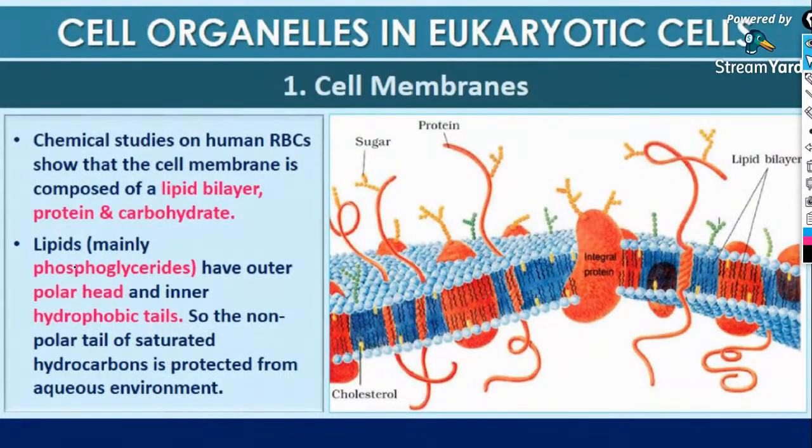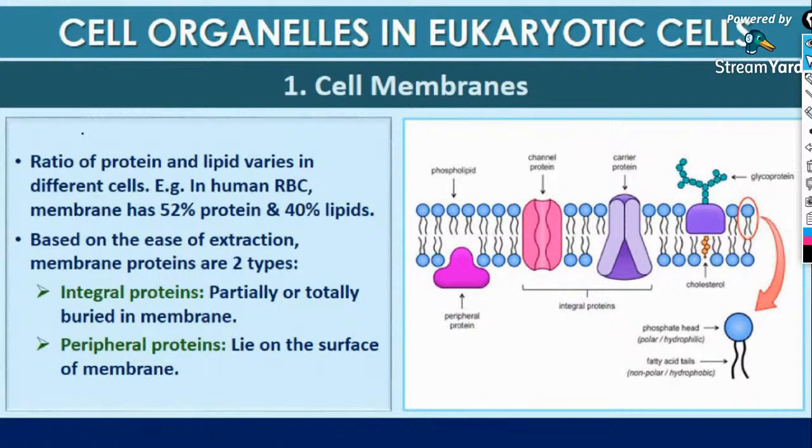So lipids, mainly phosphoglycerides, have an outer polar head. If you look here, you can see an outer polar head and an inner hydrophobic tail. Then the ratio of proteins and lipids varies in different cells. In human RBC, it is 52% proteins and 40% lipids.